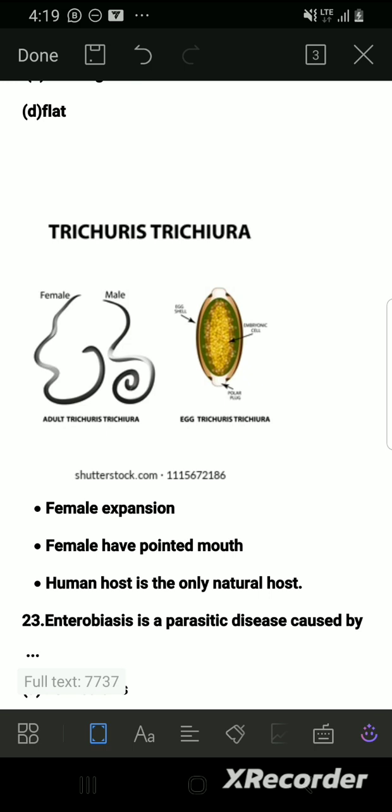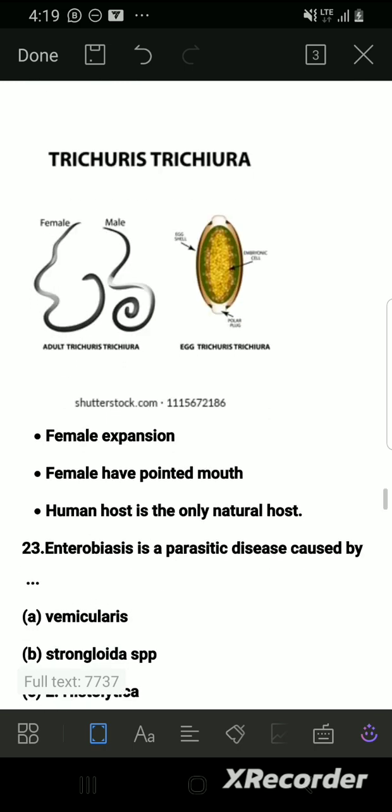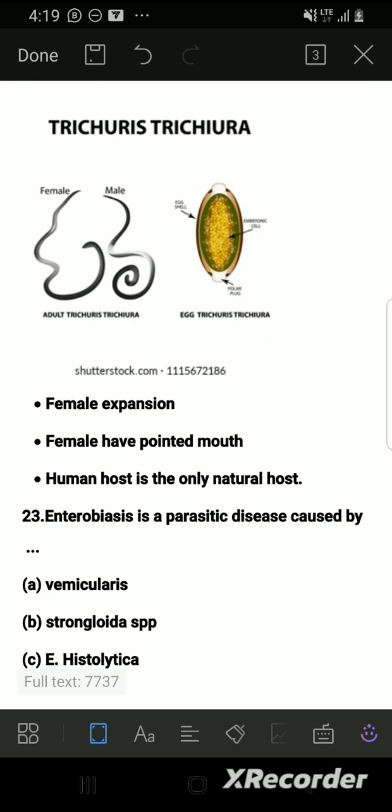It has a pointed mouth at the adult female head, but at the lower part of the female there is an expansion, which gives it a differentiation in morphology compared to the male, which has a coiled tail. So this is the morphology variation in both, which you can use for your diagnosis. And the human host is their only natural host. That's what you should know.